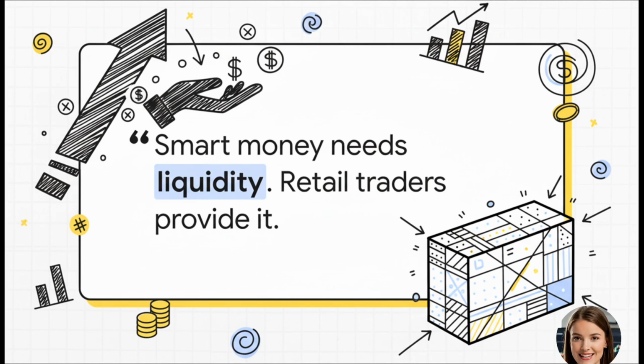Smart money needs liquidity to fill their gigantic orders. And where do they get it? Well, a lot of the time they get it from us, from retail traders' stop losses. They will literally engineer price moves to induce traders to jump in, only to sweep their stops and get a much better price for themselves.